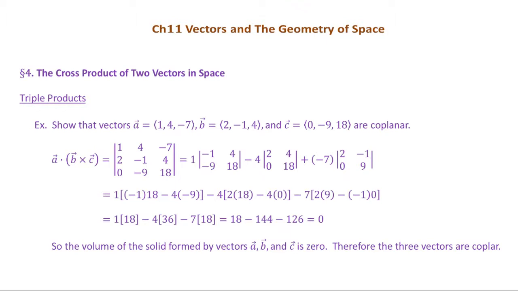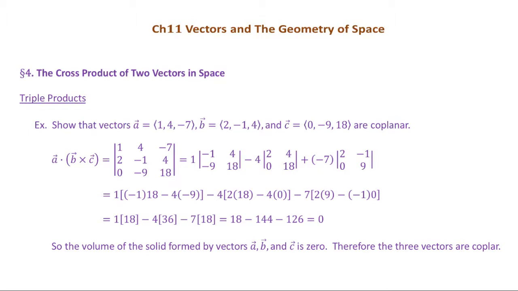So that means we can use the triple product to show three vectors are coplanar, because the triple product will give you zero in that case. If the three vectors are coplanar, they are on the same plane, then they cannot form a box, or the volume of the box will be zero, in other words.